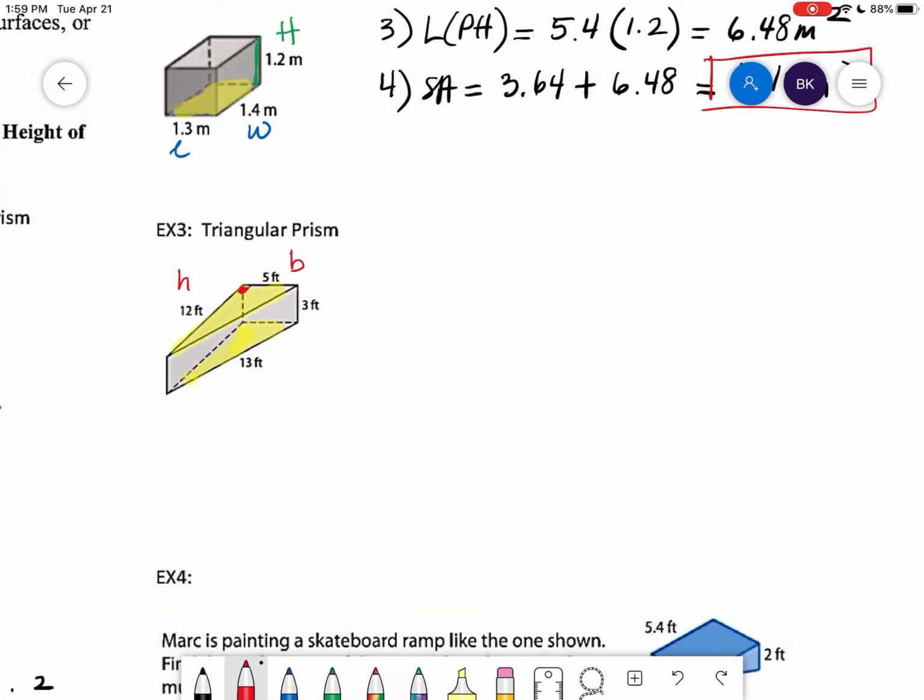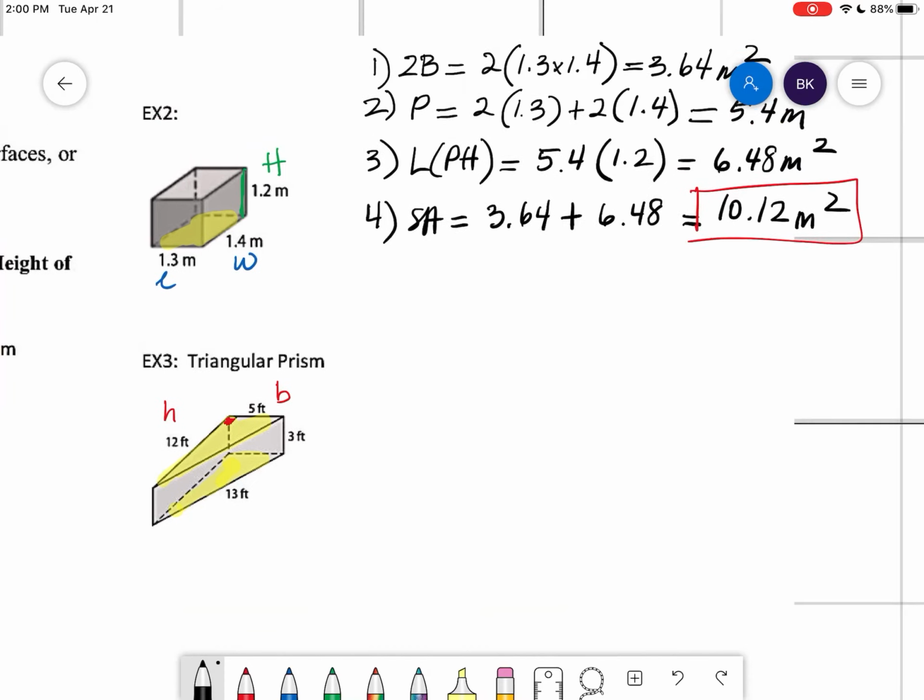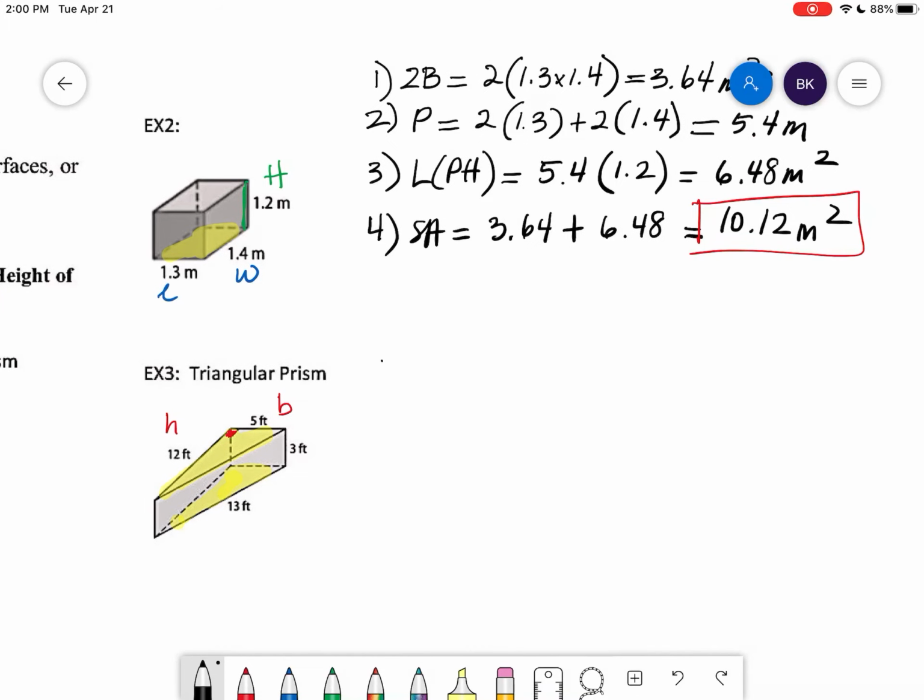So let's get started with this example. I'm going to scroll down just a tiny bit. Area of two bases equals 2 times 5 times 12 divided by 2. And I don't know if you noticed, but you can cross cancel 2 and 2. So 5 times 12 will be 60, and that is feet squared.